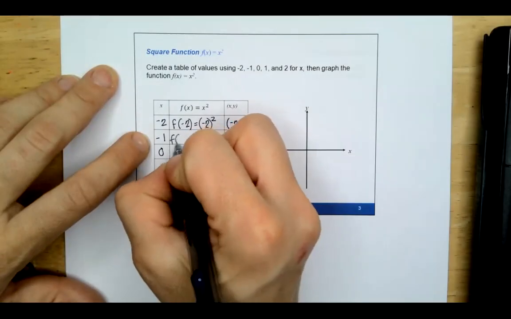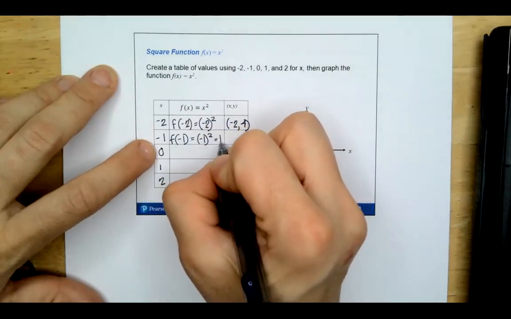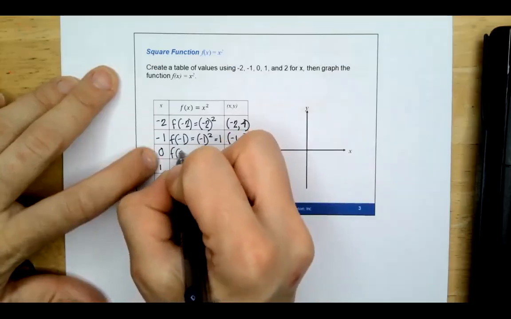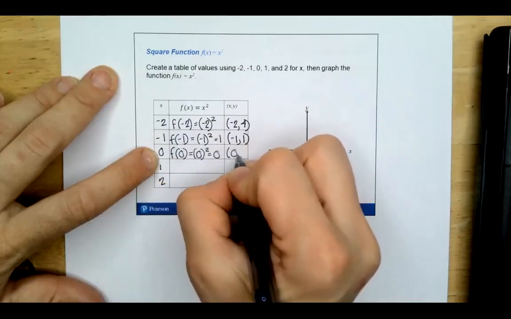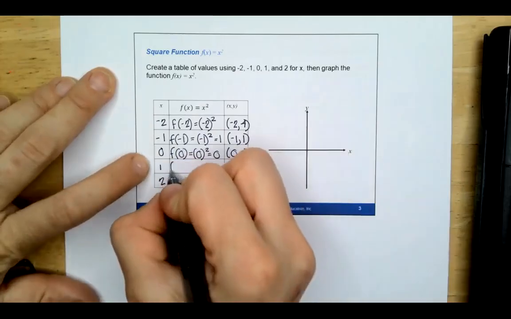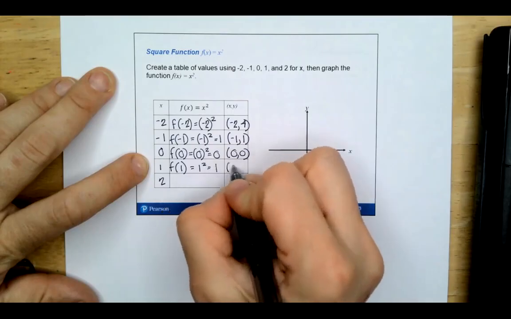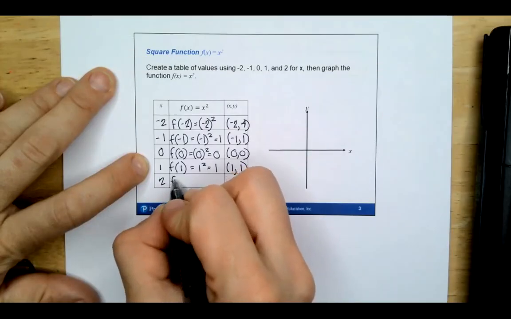Okay, f of -1 is -1 squared, which is 1. So that's going to be the point -1, 1. 0 squared is still 0. So we're going to go through the origin on this graph. It's less important using parentheses when you have the positive. 2 squared is 4. So that's 2 and 4.